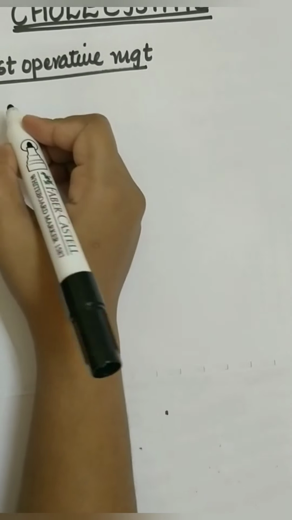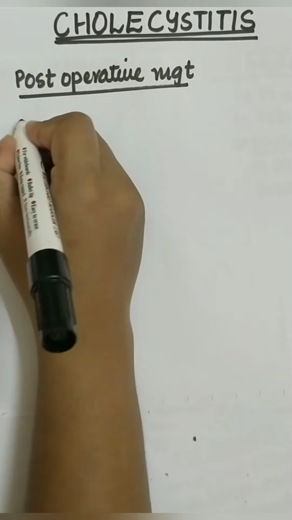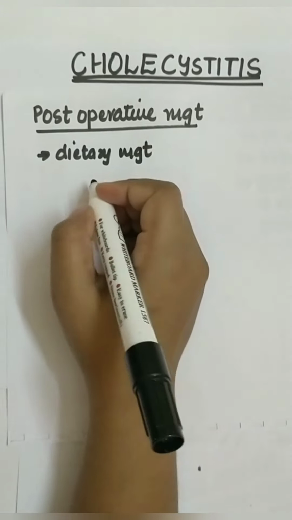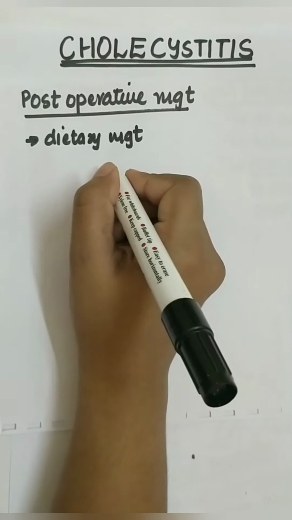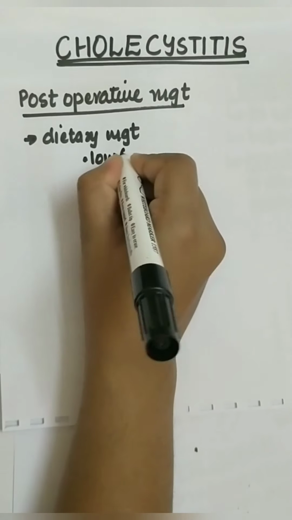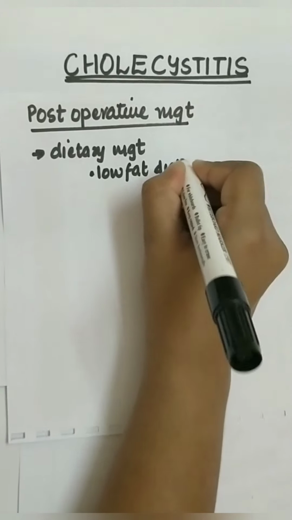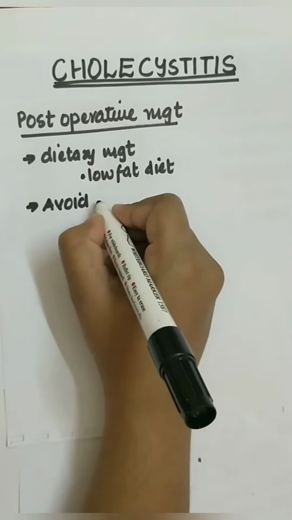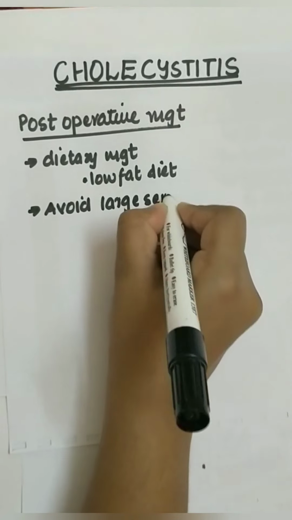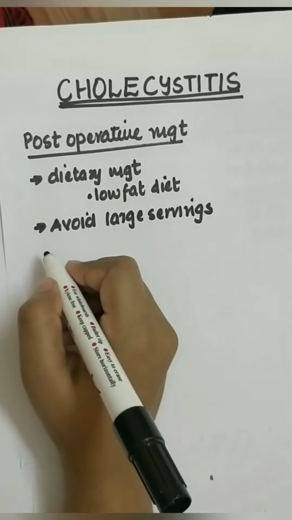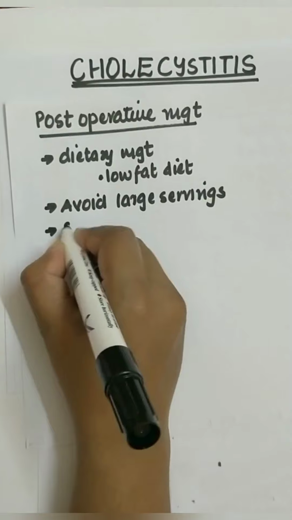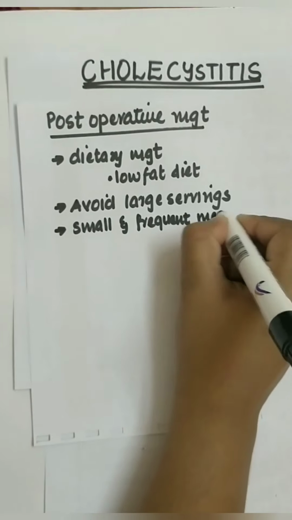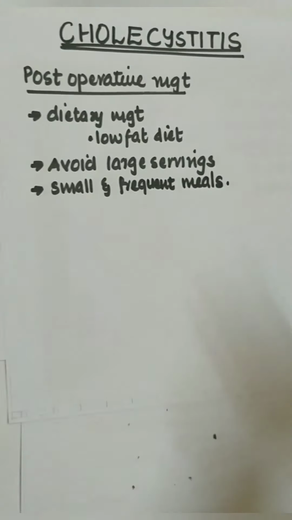So moving on to the postoperative management, the first and important management is dietary management. The patient will only be given a low fat diet. The next management is to avoid large servings. And the third one is the patient is given only small and frequent meals. This is all about cholecystitis.